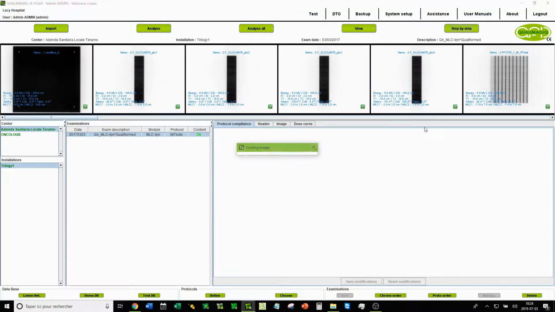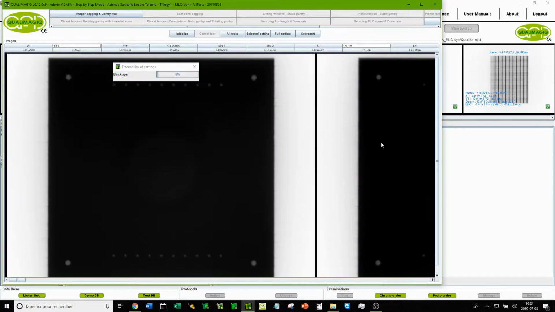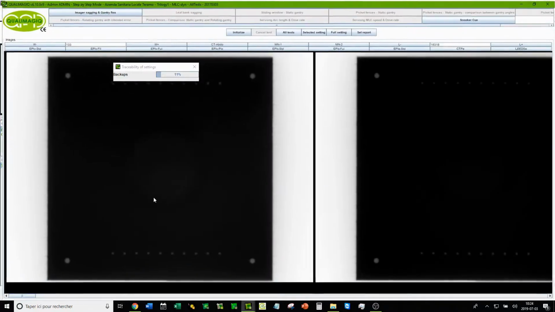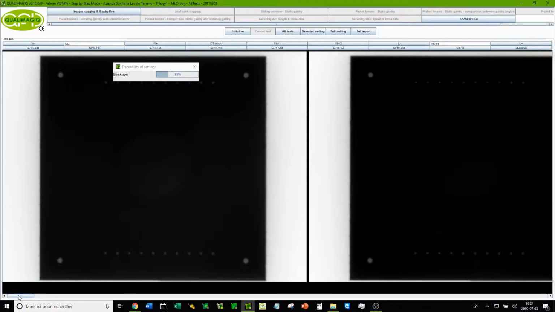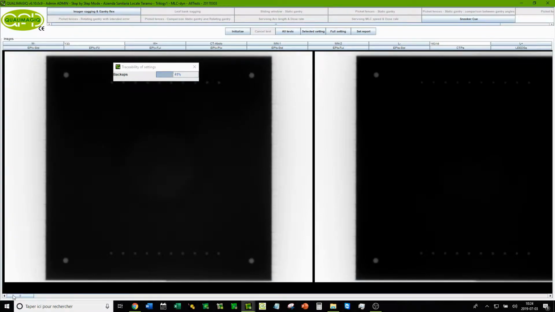Of course, in routine mode you use the analysis button, but for now I would like to explain in detail how the module works. So I enter the step-by-step mode. As administrator, I have all user rights to the program.